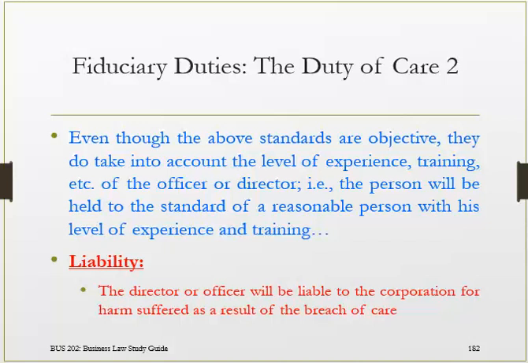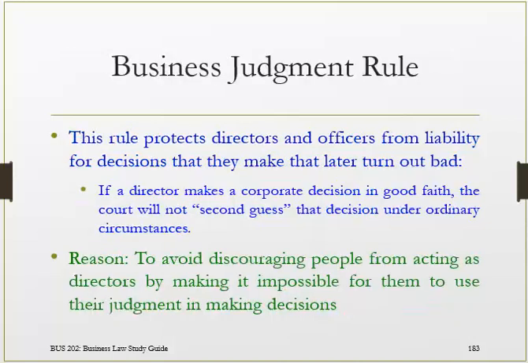Part of the reason is because they have this big responsibility, and if they mess up and they cost the shareholders hundreds of millions of dollars, they can get sued for hundreds of millions of dollars because the director or officer will be liable to the corporation for harm suffered as a result of this breach of care. However, there is one major caveat to that, and that is the business judgment rule.